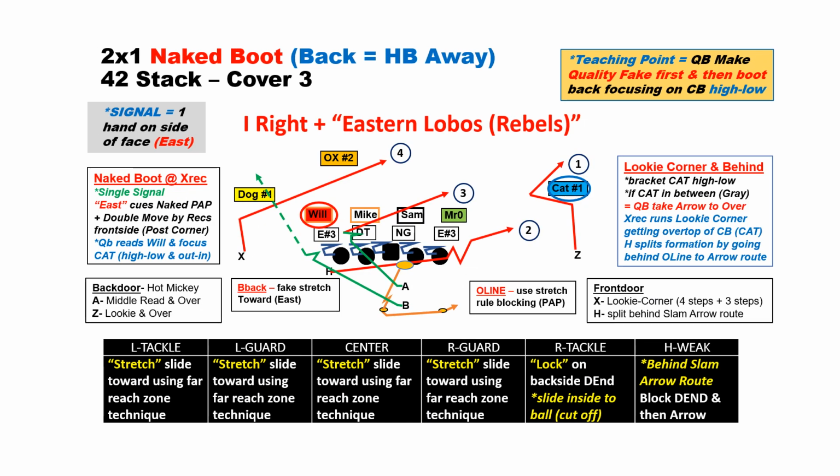You have natural play action here of running your naked boot off of the stretch zone. Again, H is going to come across, slam block that defensive end and then release into the flats. We're going to go ahead and fake stretch zone to the left and then boot back, looking high-low on the corner, going outside and across with our over routes.